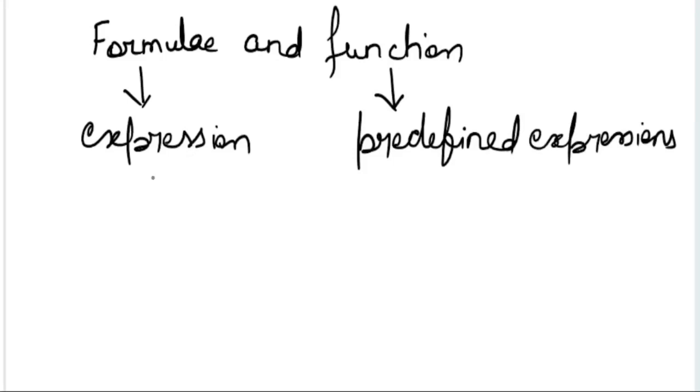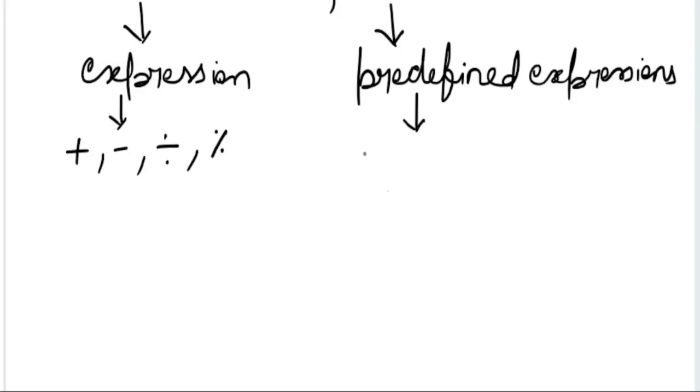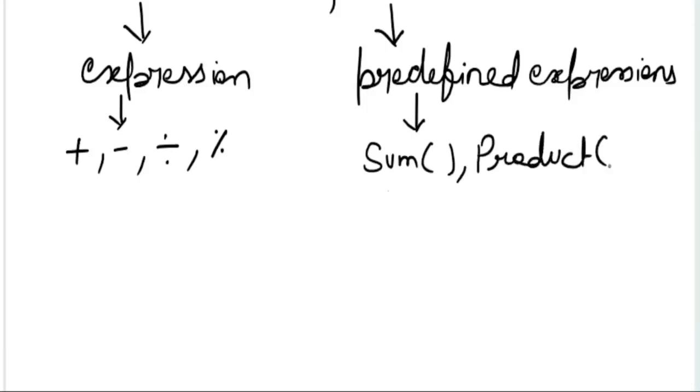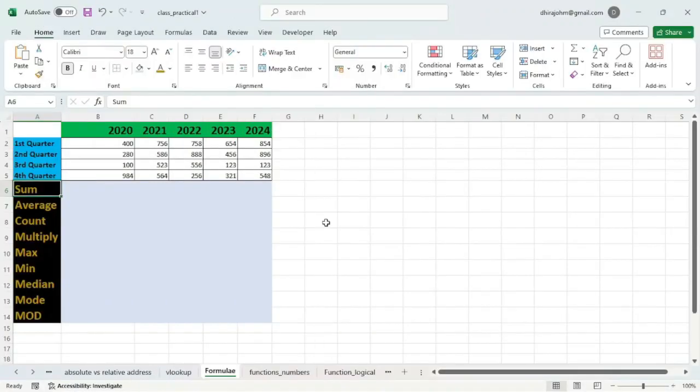Expression is when we perform any mathematical operation manually, like addition, subtraction, it could be division or finding the percentage. Whereas when these operations get bundled under a name, they are termed as functions. For example, we have sum function, we have product function, etc. Now, one thing which we need to keep in mind while using expression or predefined function, it has to be preceded by is equal to sign. It's a must. To understand formula and functions more precisely, let's start the practicals now.